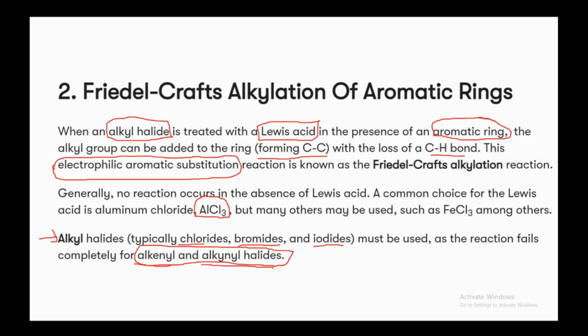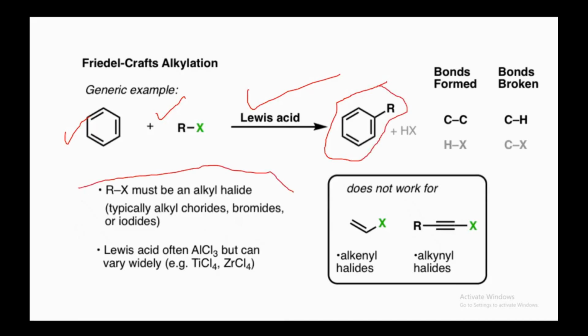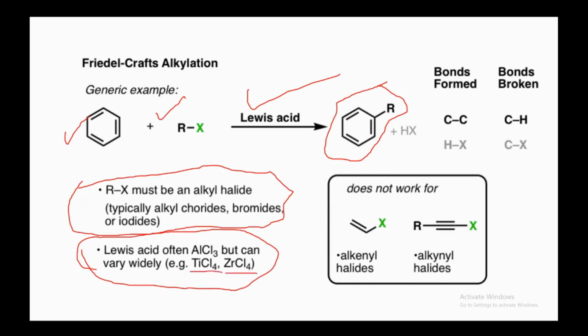Okay, let's move on to the next. This is the reaction that we discussed, what is Friedel-Crafts alkylation, and the reaction takes place between benzene and an alkyl halide in the presence of a Lewis acid to give you this alkylated benzene. And the R must be alkyl, and the halide could be chloride, bromide, iodide, and the Lewis acid most commonly used is AlCl3, but however we can also use TiCl4 and zirconium chloride.